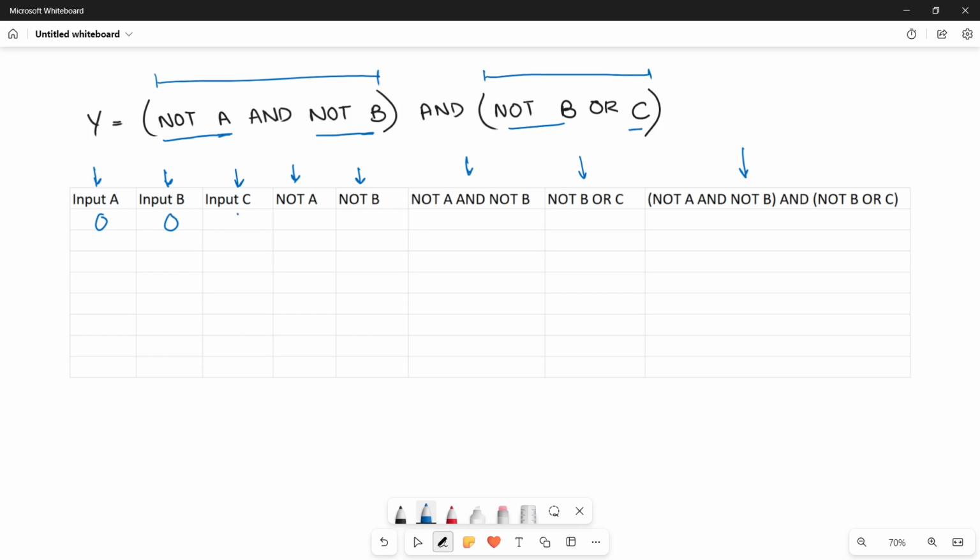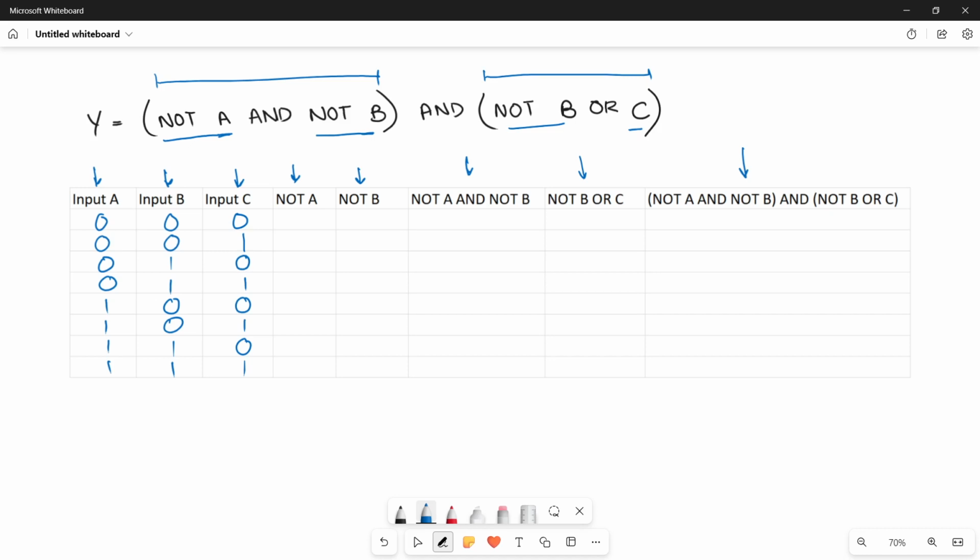Let's do this. 0, 0, 0. First I will do for C: 0, 1, 0, 1, 0, 1, 0, 1. Then 2 times 0, 2 times 1, 2 times 0, 2 times 1. And then 4 times 0 and 4 times 1. This is a standard way of making distinct or different input combinations for three input variables A, B, C inputs.